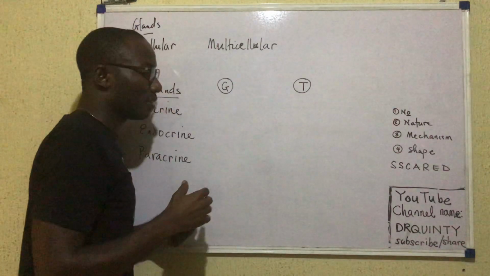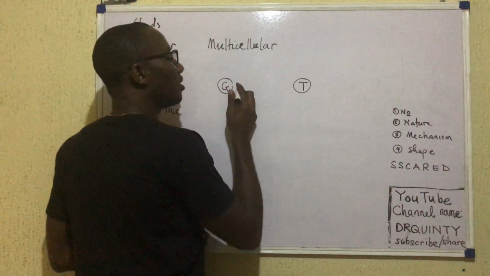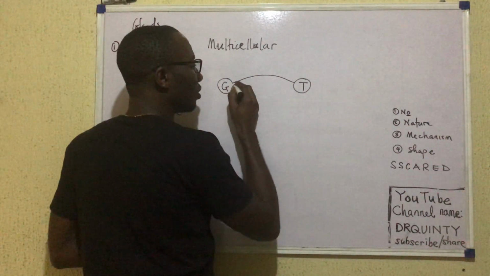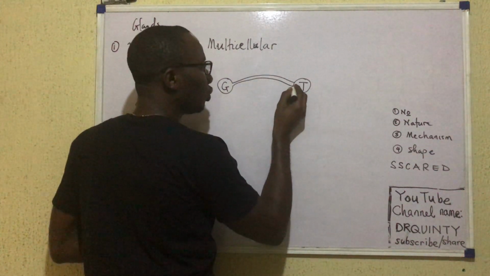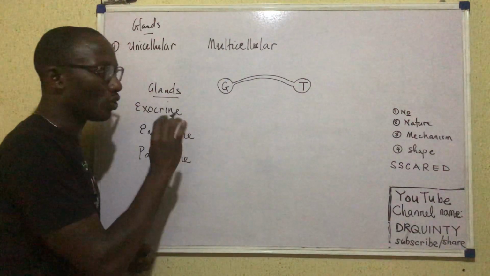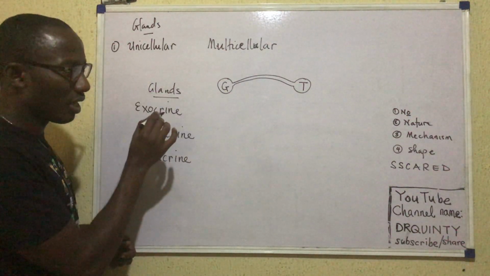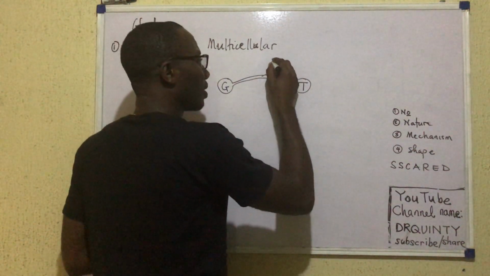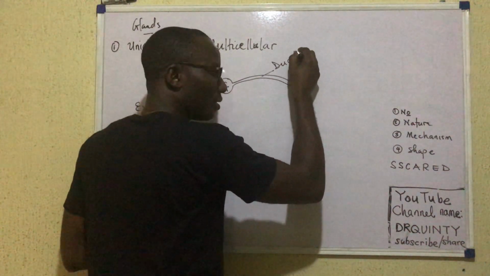In one case, when a gland finishes the process of secretion, it will send out the secretions to the target through a tube like that. So there's a tube connecting the gland to the target. If you don't call this a tube, you can call it a duct.